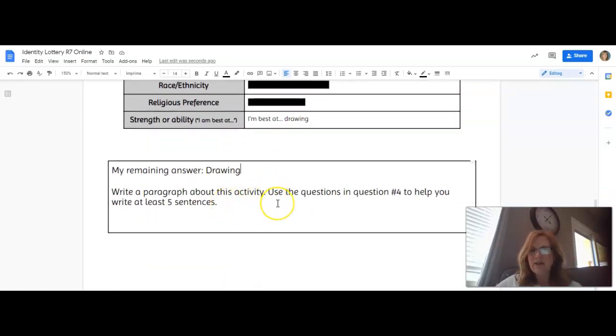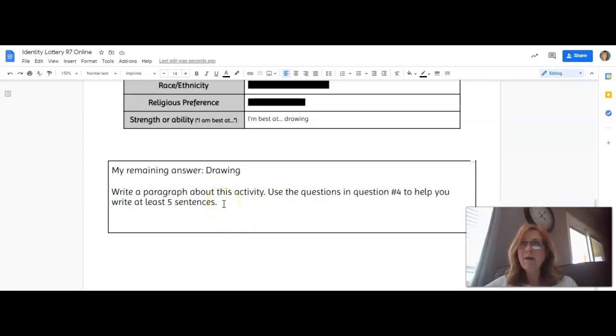So write a paragraph with this activity. Use the questions in question number 4 to answer it and to help you write at least 5 sentences. This is where she might write 5 sentences about how she learned to draw from her mother, or she might write about her specialties in drawing. I'm really, really good at skulls or cats or whatever it is. She might talk about how she drew something special for an uncle, and it was a really special moment as a gift. She might write about how easy it was to give up religious preference because she's not religious, or she might write about how it was harder to give up her name because maybe she's named after somebody who is important in her family.